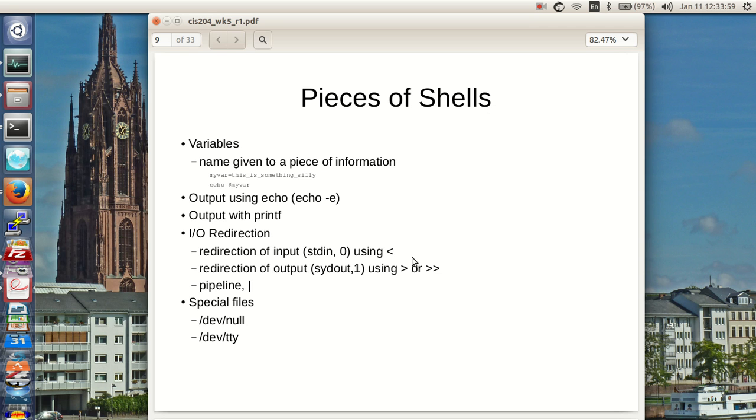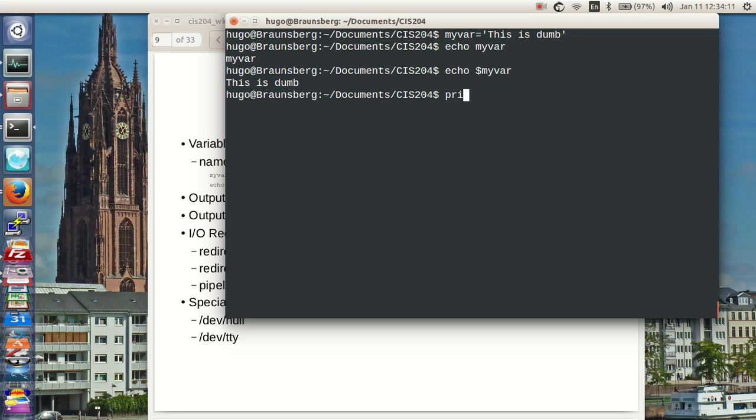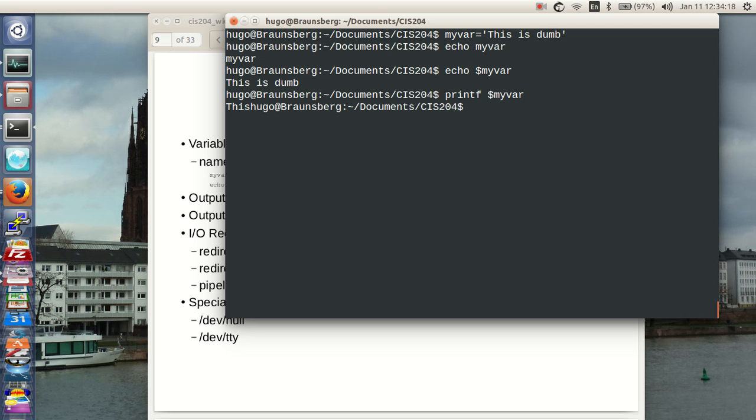You can output using echo -e. You can output with printf. So if I do that again, printf $myvar, right? This is dumb. Well, it's interesting because what printf did here is it sees the space and considers that the end. The other thing is printf doesn't give you a new line by default, so you have to put the new line in yourself.